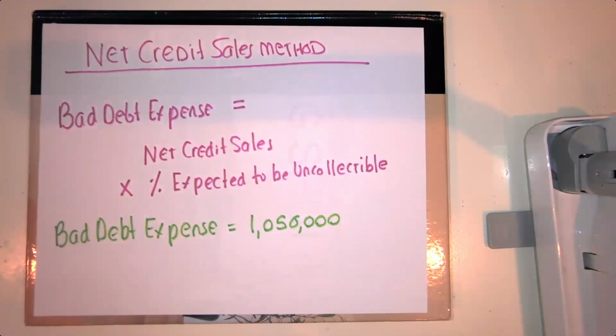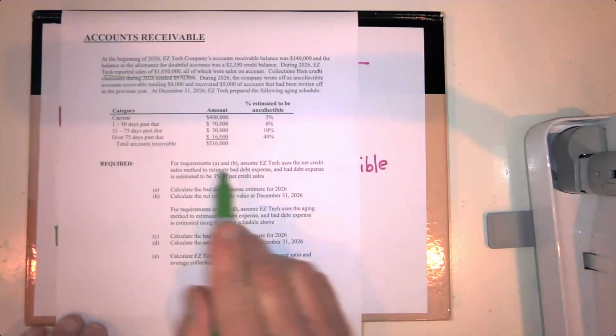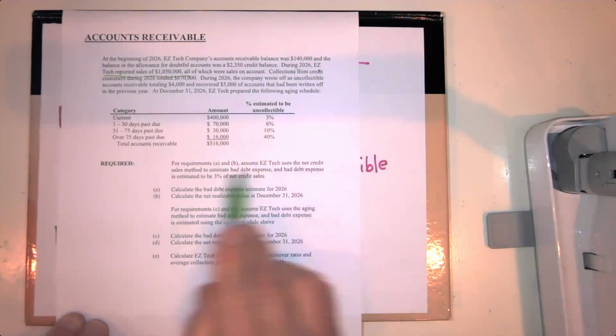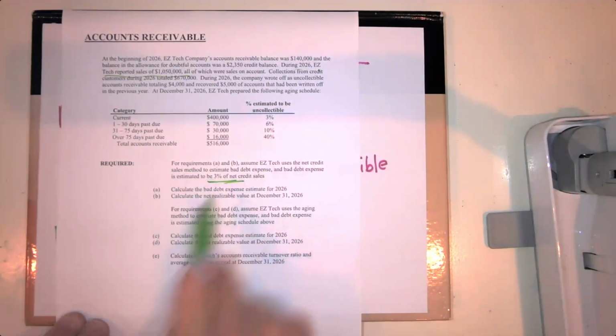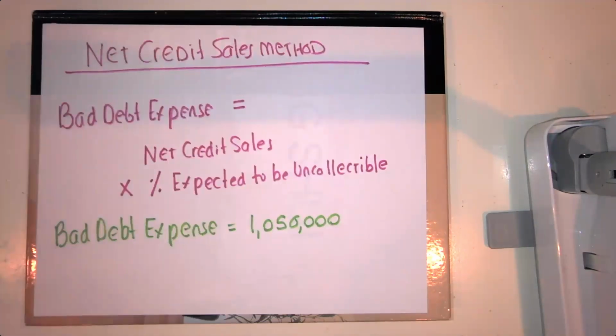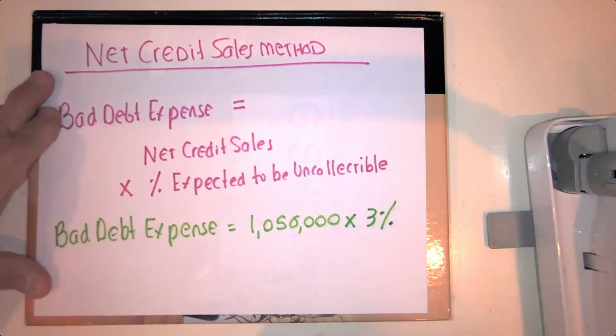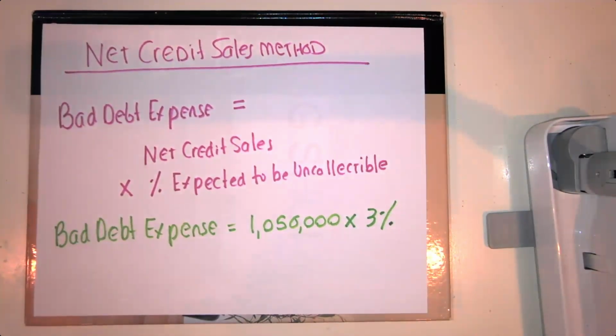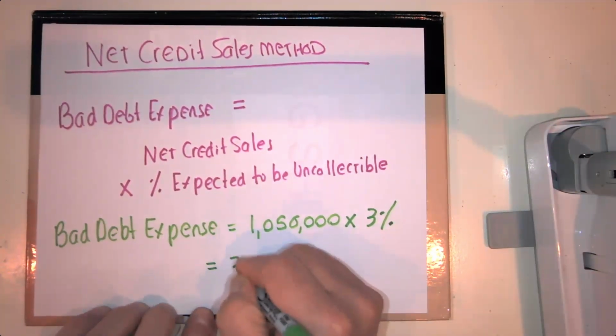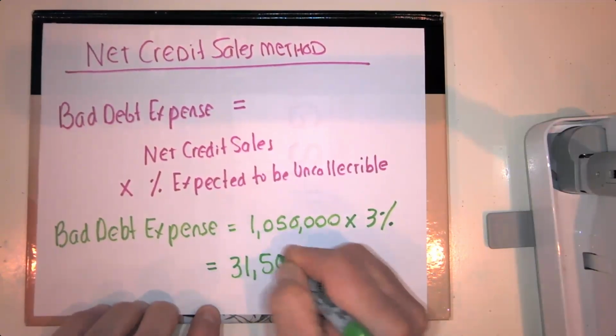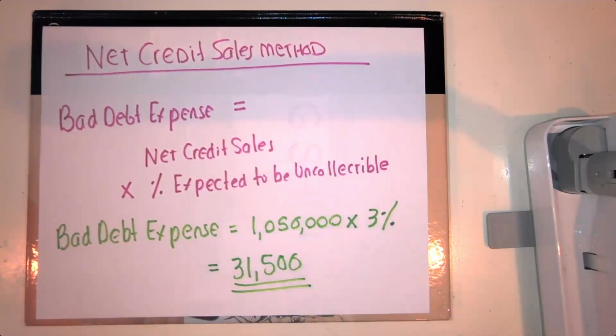and it told us here in the requirement, it says assume that bad debt expense is estimated to be 3% of our net credit sales. So multiply that by 3%. And our bad debt expense estimate using the net credit sales method, $31,500.